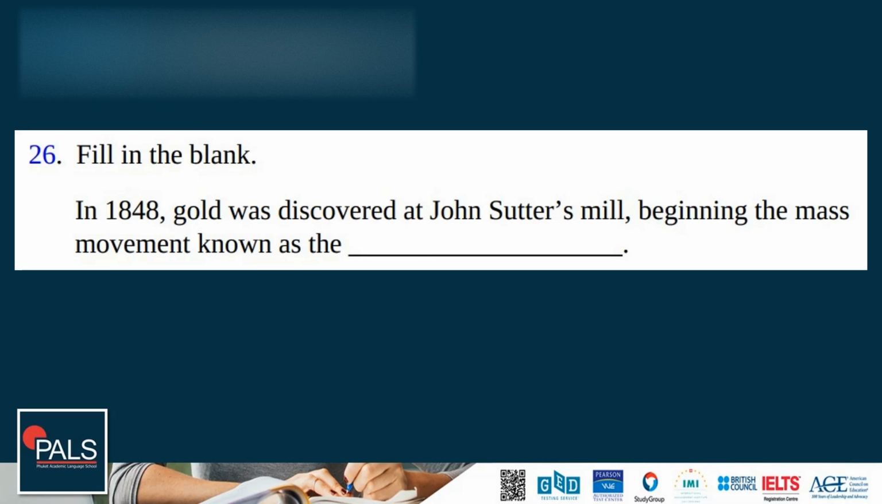Fill in the blank. Here's another one. This kind of question, if you don't get it right, you're still going to probably be able to pass. But if you're going for the college ready level, it's good to be able to get as many questions right as possible to get the best score. In 1848, gold was discovered at John Sutter's Mill, beginning the mass movement known as the blank. We have a key date, 1848, in the middle of westward expansion, and we know that that was the California gold rush. If we know. If you don't, there's nothing you can do about that.